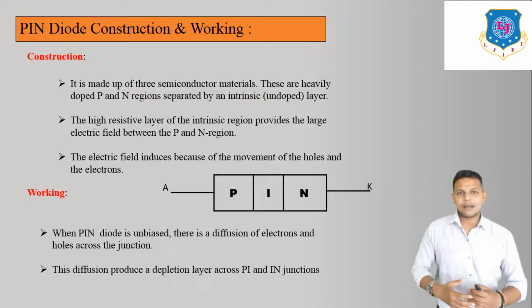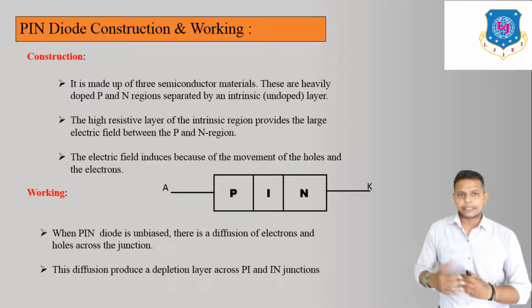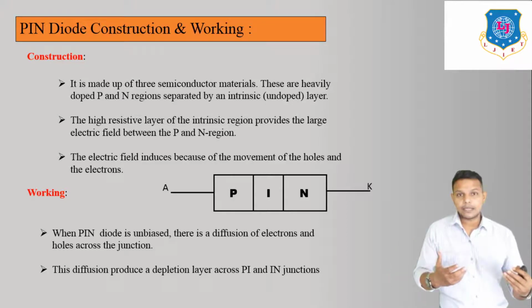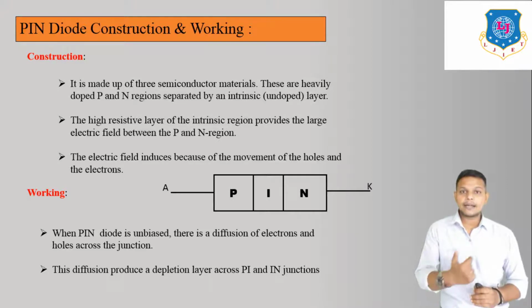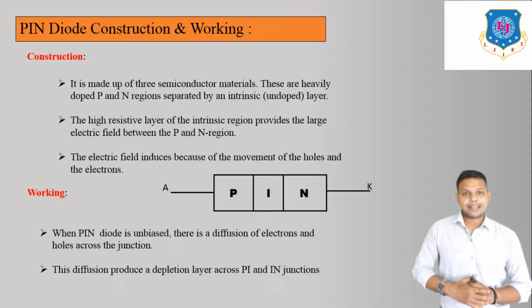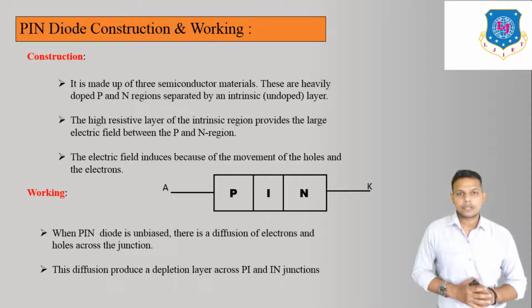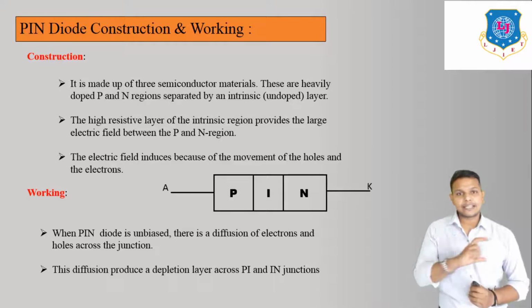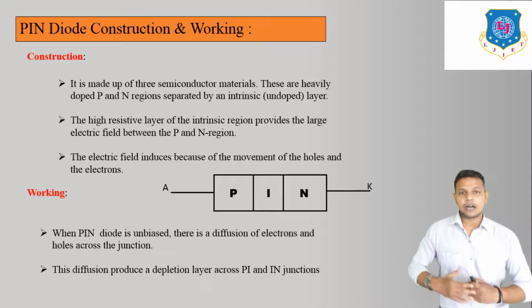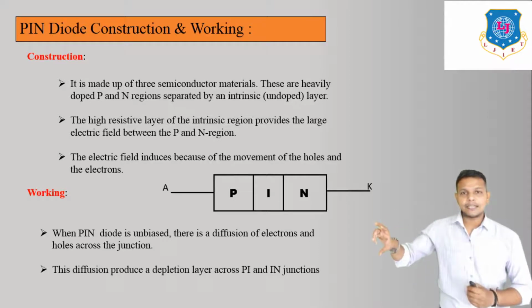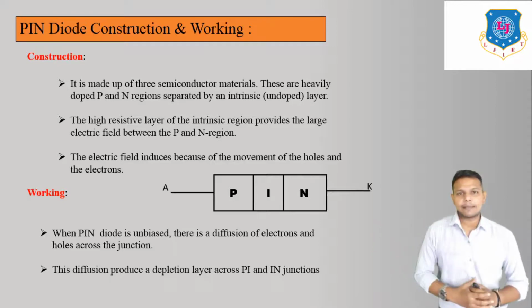First, it is made up of three semiconductor materials. It looks like a PNP transistor, but it is not a transistor, because in a transistor we use P and N material, whereas here we use P, I and N material. I means it is an intrinsic layer or intrinsic material. Intrinsic means it is undoped, or we can say it is pure. P means P-type material, and N means N-type material.